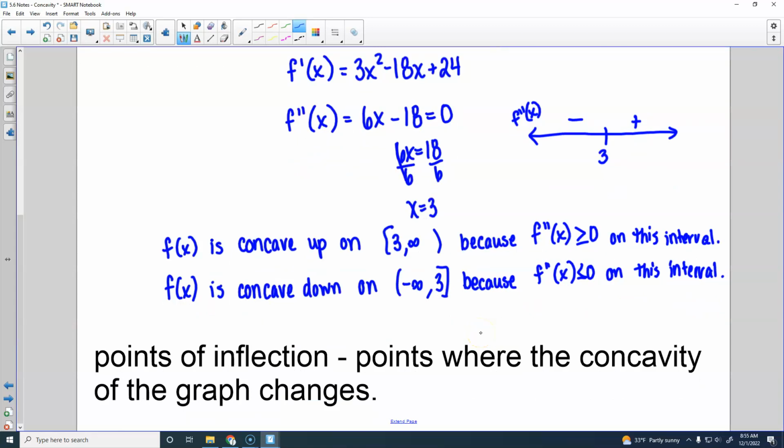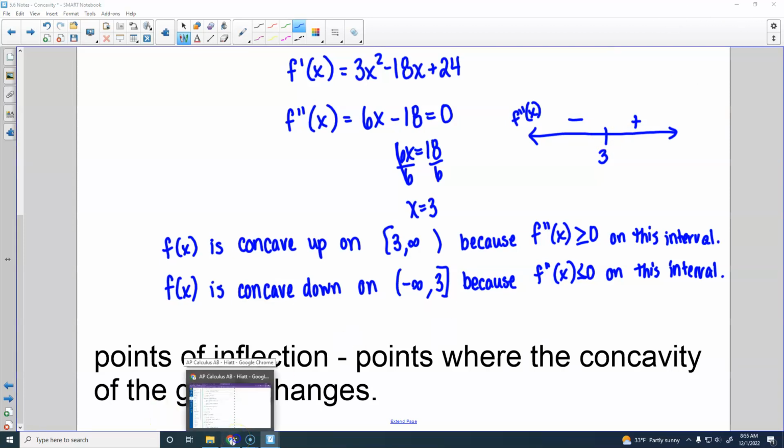Okay. And if you have looked at your FRQs this week, they ask for points of inflection. And points of inflection are points where the concavity of the graph changes. So like this graph is going to have a point of inflection at 3 because your concavity changes there.